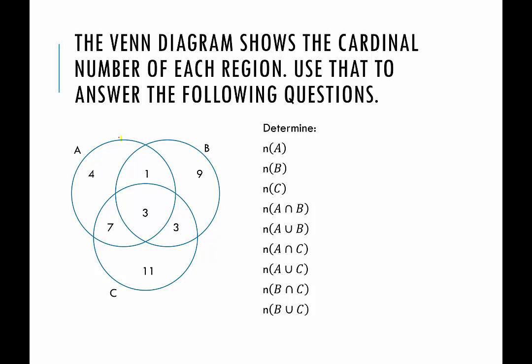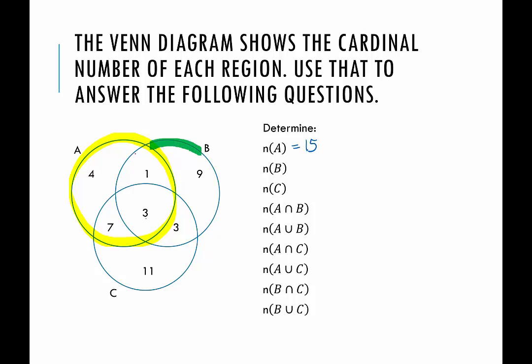Starting with set A, so again, set A is going to be anything contained in here, and remember, these are the cardinal numbers for each region. So we want to add together these 4 numbers, and that's going to tell us the cardinal number for set A. So we have 4 plus 1 plus 7 plus 3. Well, 7 plus 3 is 10. 4 plus 1 is 5. 10 plus 5 is 15. So there must be 15 elements in set A.